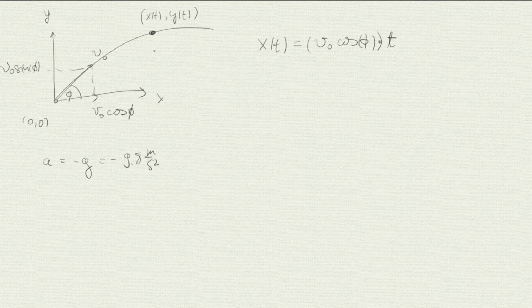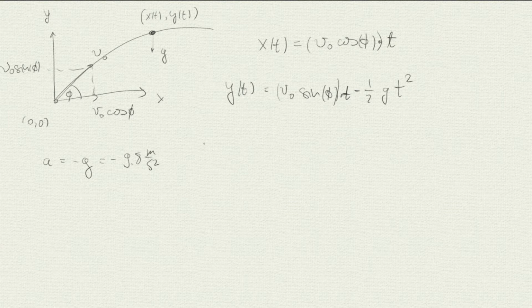And along the y-axis here, we have the force of gravity acting. And of course, it's a motion with constant acceleration. And so for y of t, what we have is v0 sine of this angle phi times t, and minus half g t squared.